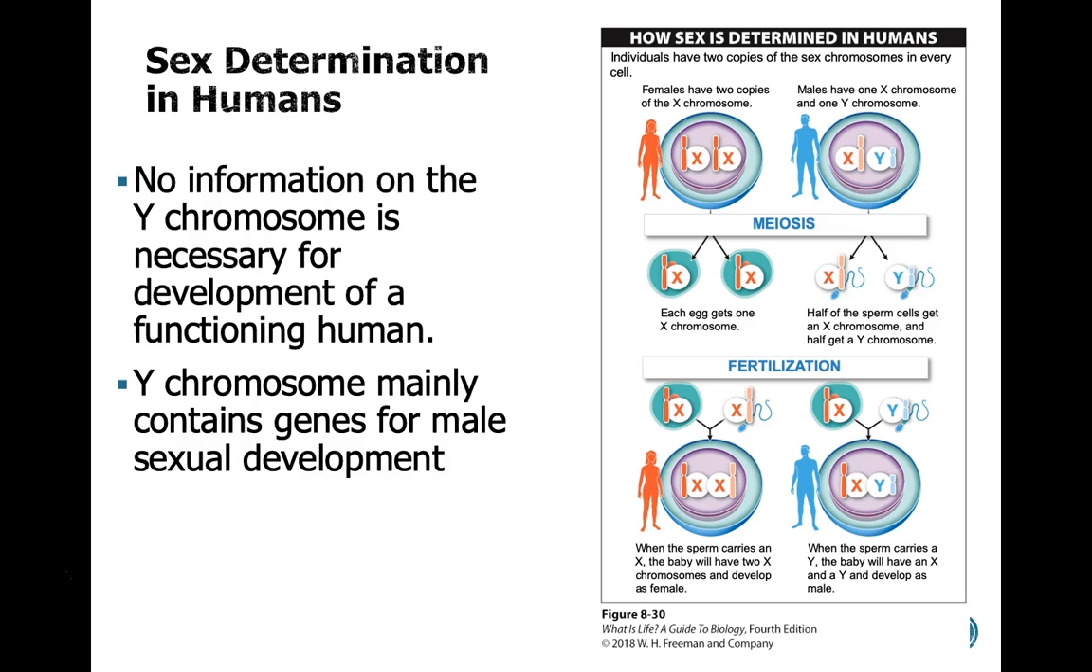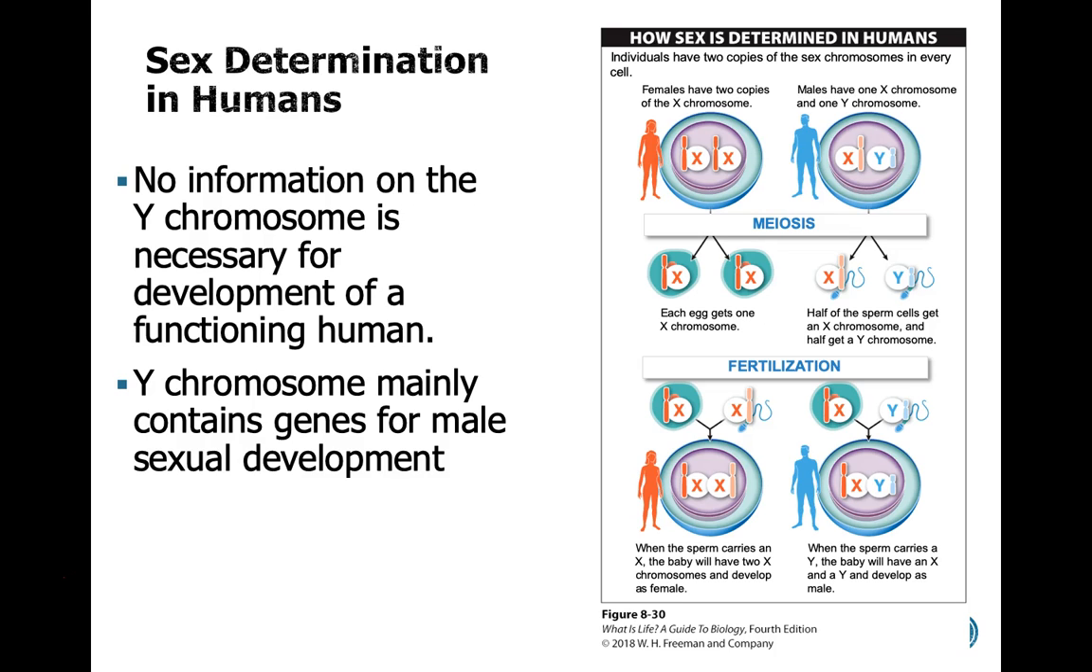But the Y chromosome is special in that it actually doesn't contain any genes that are necessary for development of a functioning human. That is to say that females without a Y chromosome are fully functional. And that also means that there are no genes on the Y chromosome that give males any sort of particular advantage. It gives them a different advantage. It makes them male compared to female, but there's really nothing on that Y that is essential.